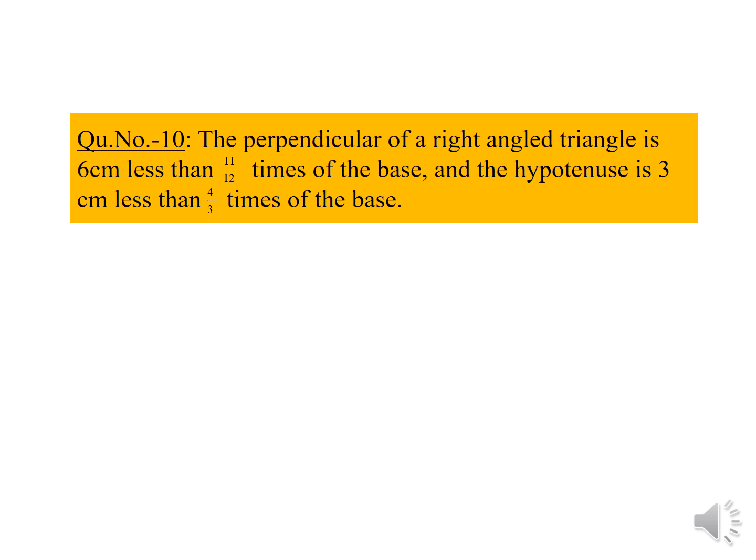Now we go for the next question, and it is question number 10. Here the stem is: the perpendicular of a right angle triangle is 6 centimeter less than 11 by 12 times of the base, and the hypotenuse is 3 centimeter less than 4 by 3 times of the base.